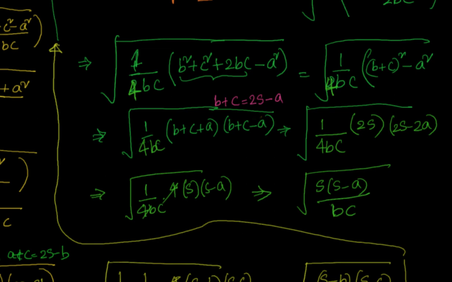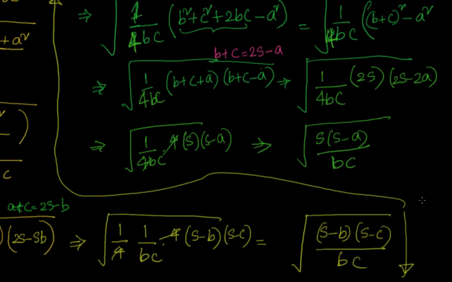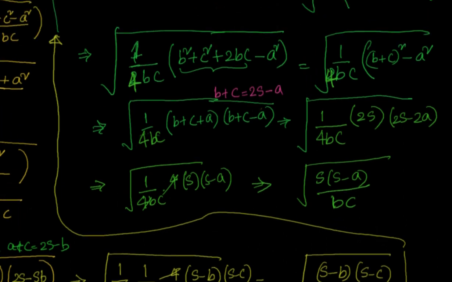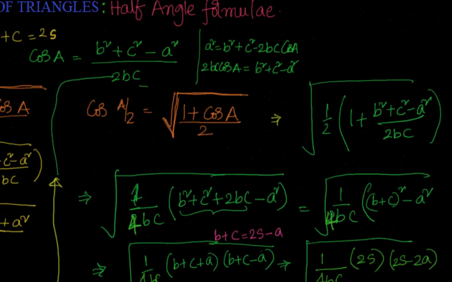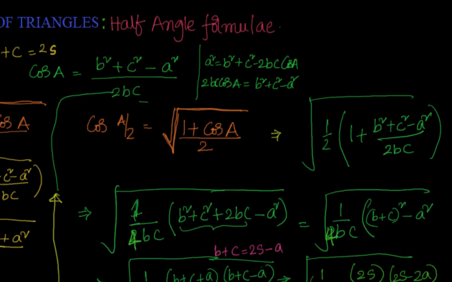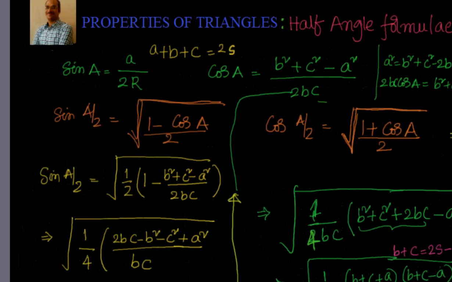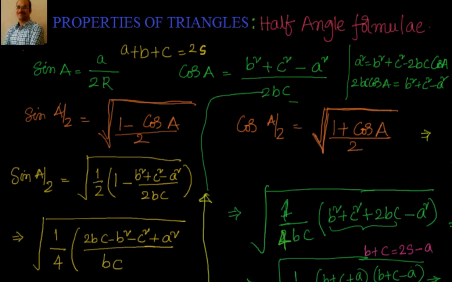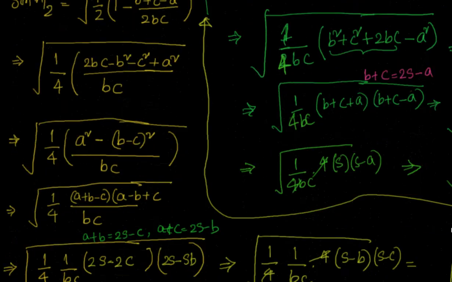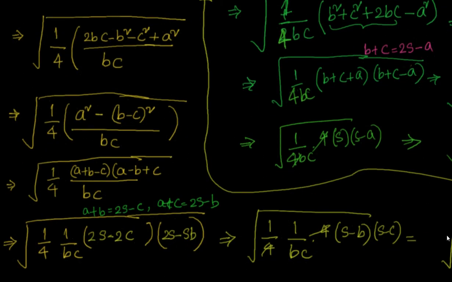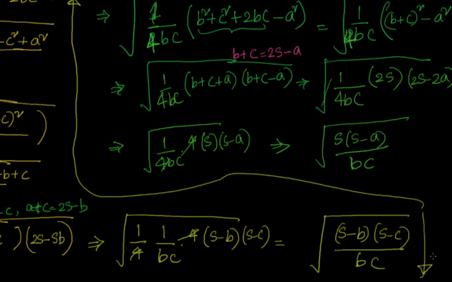You know sin of A by 2, you know cos of A by 2. Can you tell me what is tan of A by 2? Tan of A by 2 is just simply division, right? So it's nothing but square root of S minus B into S minus C by S into S minus A. Similarly, you can find out sin B by 2, sin C by 2, cos B by 2, cos C by 2, all of them. Now these are called half angle formulae. Now you can leverage this. After you know sin A by 2 and cos A by 2, just find out what is sin A, and see what is the value of that.